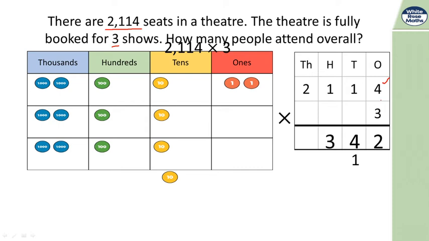The last one we need to do, sorry I forgot to tick these off. I'm just going to tick those off so I know that I've done them, is 3 times 2,000. We've got 3 lots of 2,000, which if I count those, 1, 2, 3, 4, 5, 6, I've got 6,000. Or I know that 3 times 2 or 2 times 3 is 6. So it's going to be 6,000. So the answer is 6,342 people attend.